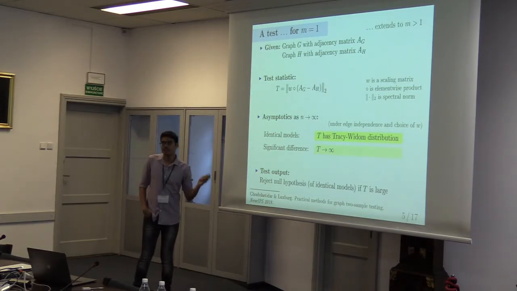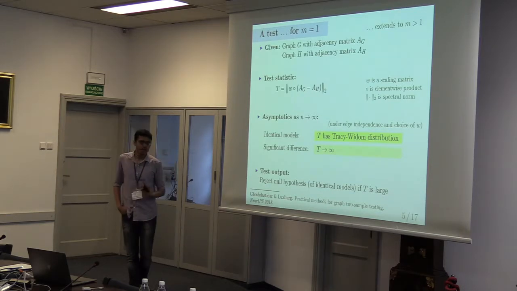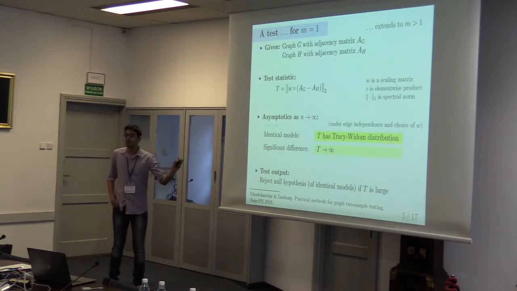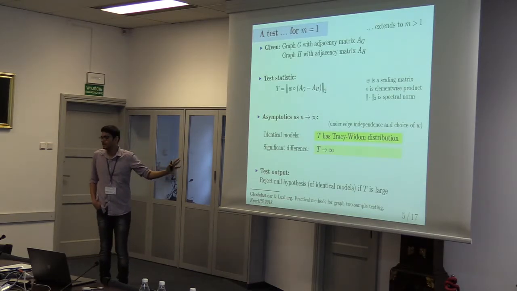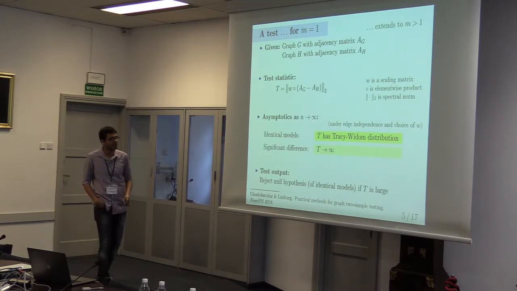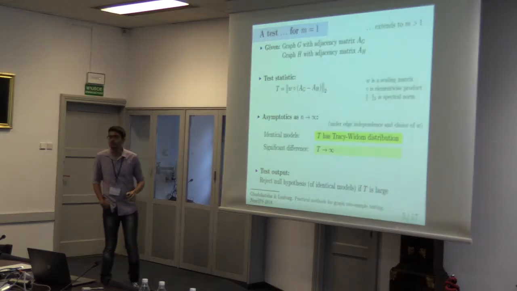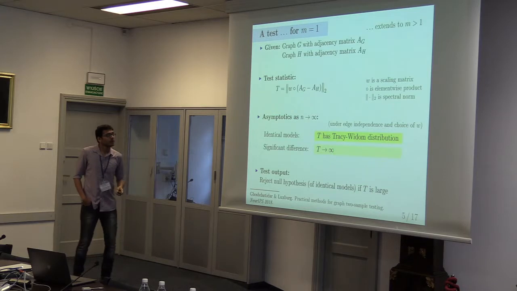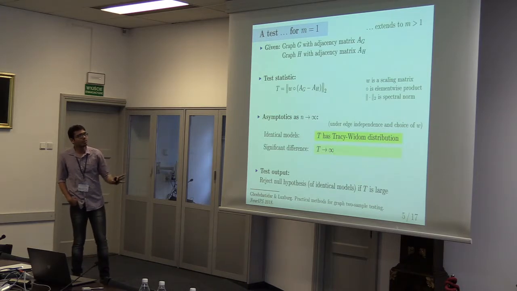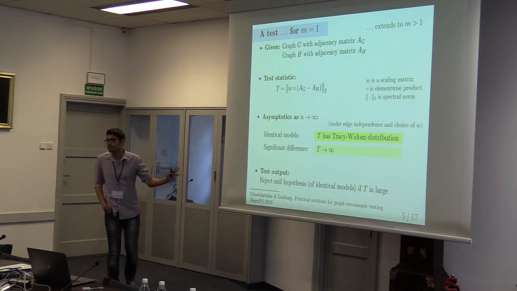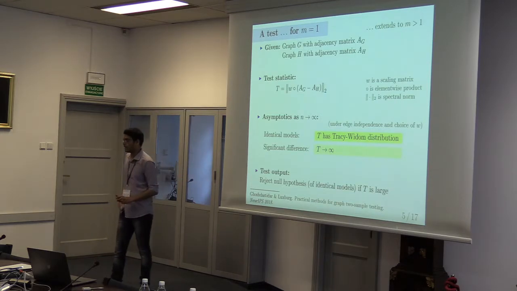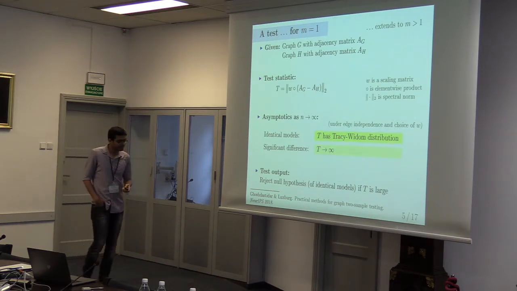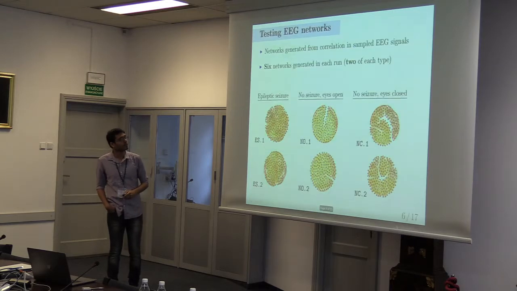Whereas if the models are significantly different, I'll specify what that means, then the test statistic goes to infinity. So this gives us a very simple test. You compute this test statistic and you reject the null hypothesis when the test statistic is large enough. Except for the edge independence, there is no structural assumption. I would want to stress that. That's a crucial factor, but there is no other structural assumption that we would want.